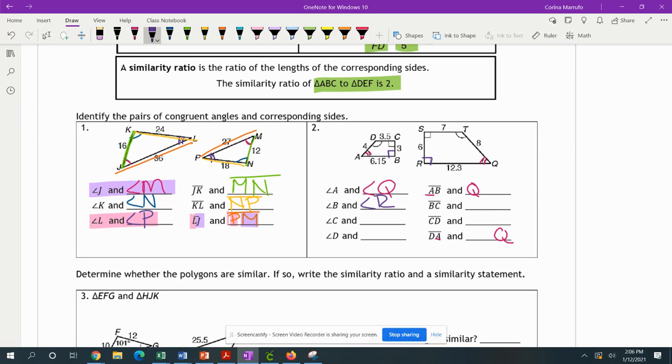From this information, I see a B here. That means that this is going to be R. I see a B here. That means this one's going to be R.